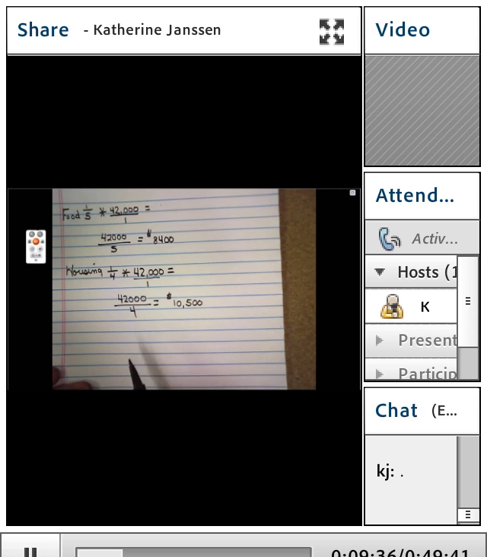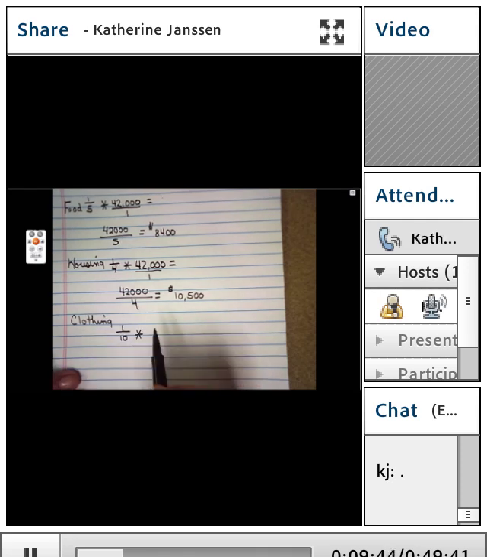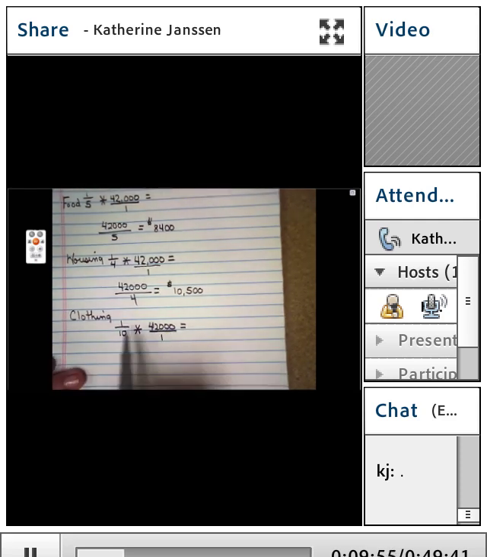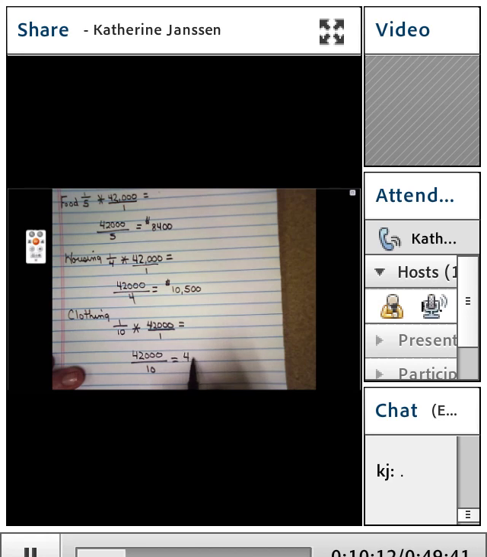1/10 is spent on clothing. 1/10 of indicates multiplication, $42,000. 42,000 can be written in fractional form as 42,000 over 1 with a numerator and a denominator. Multiplication is a piece of cake. Multiply the numerators, 42,000. Multiply the denominators. And 42,000 divided by 10 is 4,200. So $4,200 was spent on clothing.